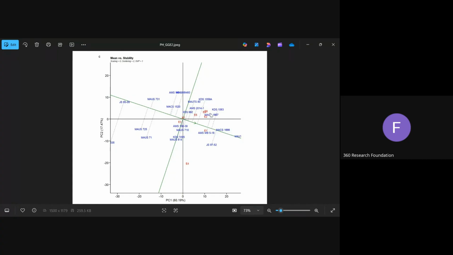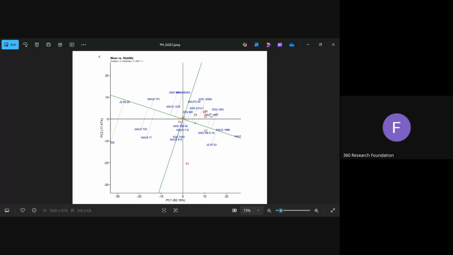So this is mean versus stability. Then here next is... anyone remembers the name of this diagram? This diagram's title is "which one where".